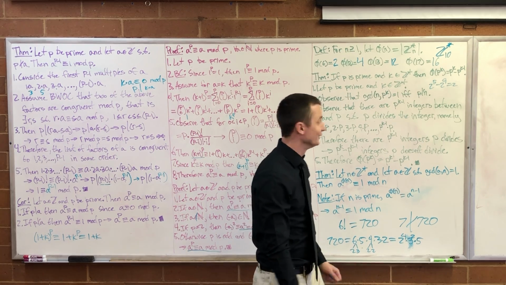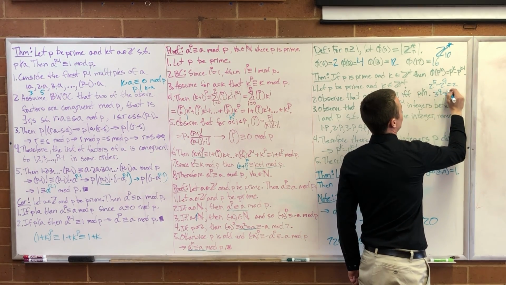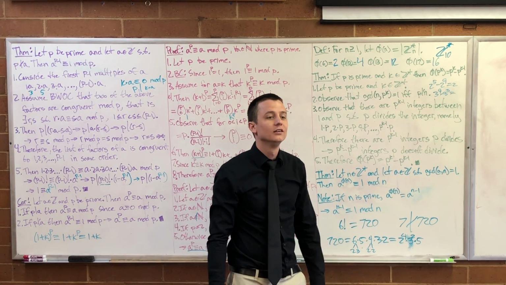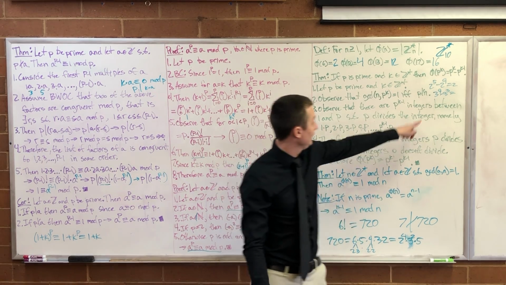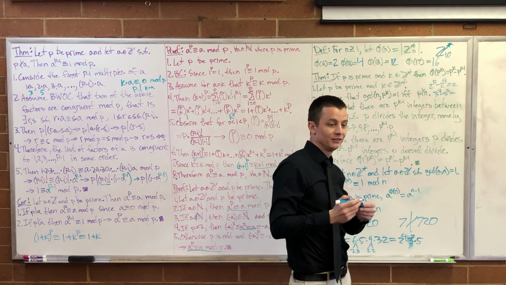No. No. Let's try another one. Let's look at 3 to the 4 minus 3 to the 3. Is 81 minus 27 3? 81 minus 27. Oh gosh. Is that 3?